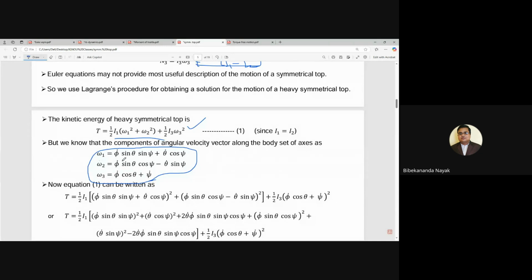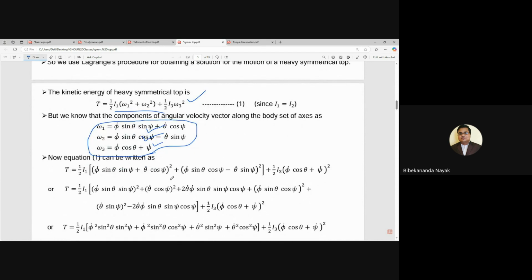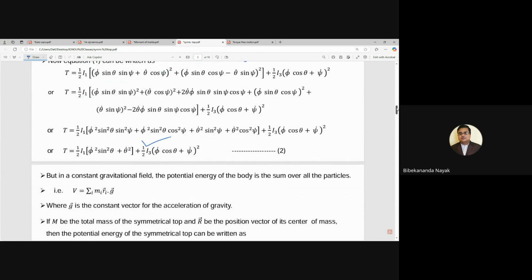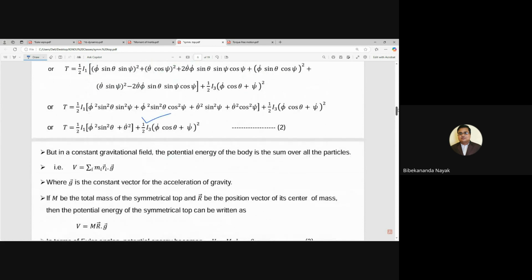So omega 1 is related to phi, theta, psi like this, and similarly omega 2 and omega 3, the angular velocities. Substituting these three, you can get this. Then slightly rearranging, we get T is equal to half I1 times this. Simplifying, we get this. This is the kinetic energy. Now the potential energy in the gravitational field.